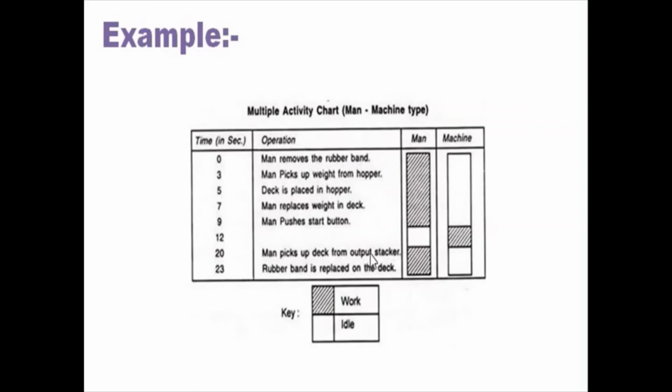Again, the man starts working, picking up the deck from the output stacker, and a rubber band is placed on the deck. Sometimes the man is working and the machine is idle, the machine is working and the man is idle, or maybe both are working at a time. This way one can understand how much time that particular machine or man is in idle condition. Easily we can spot here that for the first 12 seconds the machine is in idle condition. For that time, another worker or machine can be used for a different task. So this synchronization can be done properly by using this multiple activity chart.